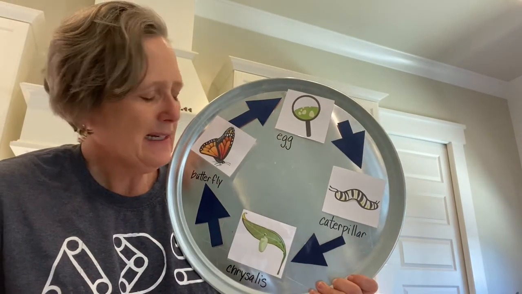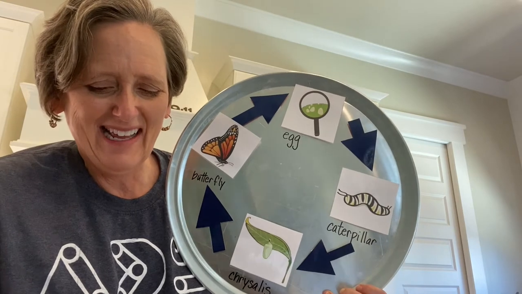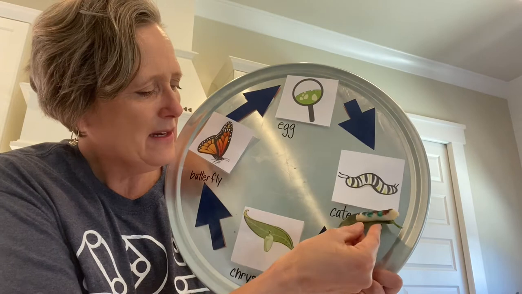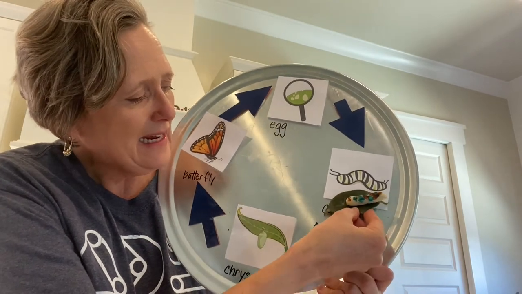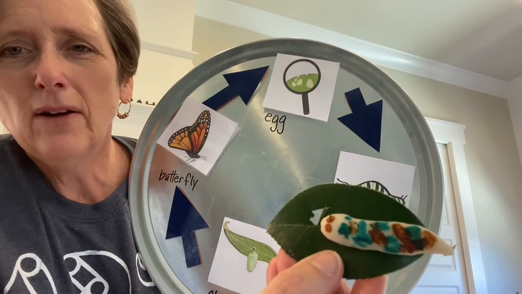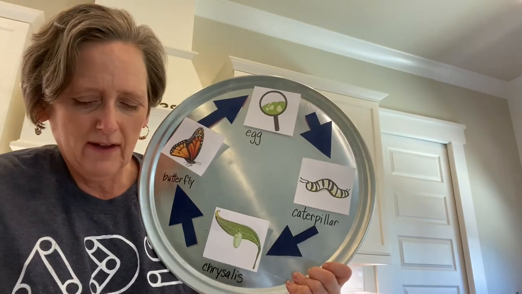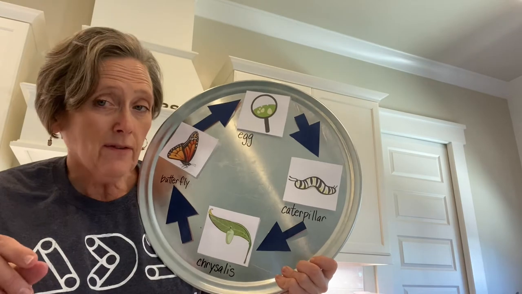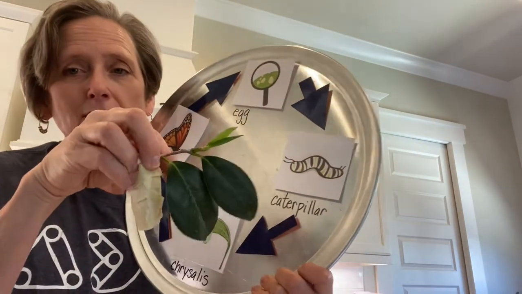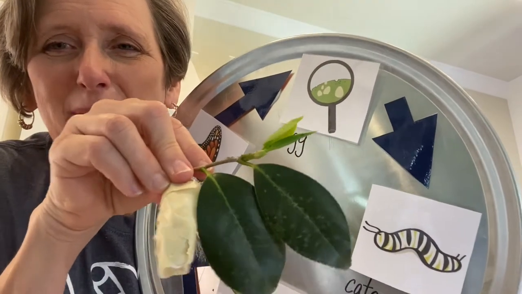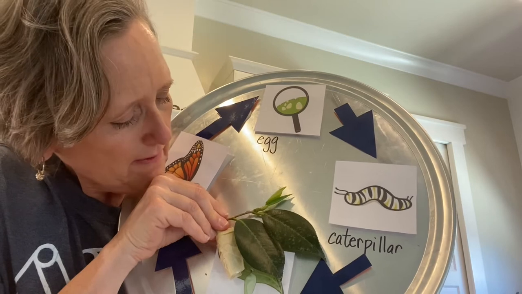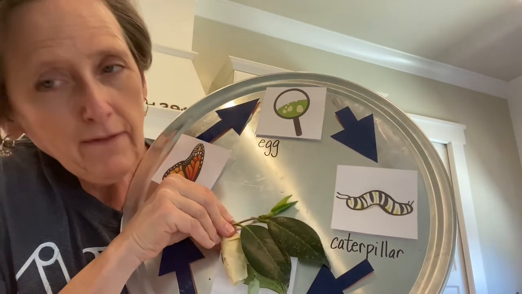What happens next? That's right. The caterpillar pops out of the egg and it starts eating that leaf. Do you see the little spot on there that I made? See? There's my caterpillar eating the leaf. And remember, a butterfly caterpillar will form a chrysalis. So I have taken tape and made my own chrysalis. My caterpillar reached up, crawled up to a branch, and then he formed a chrysalis.